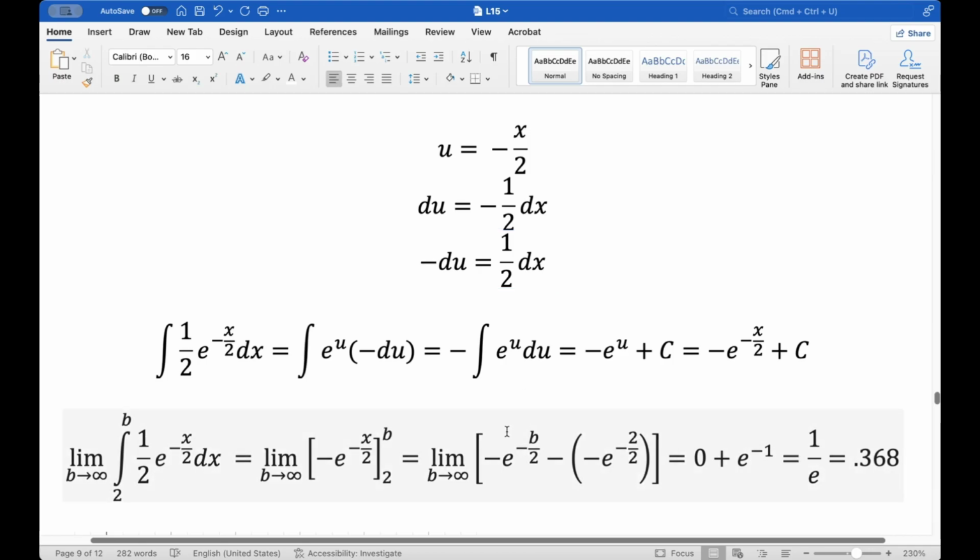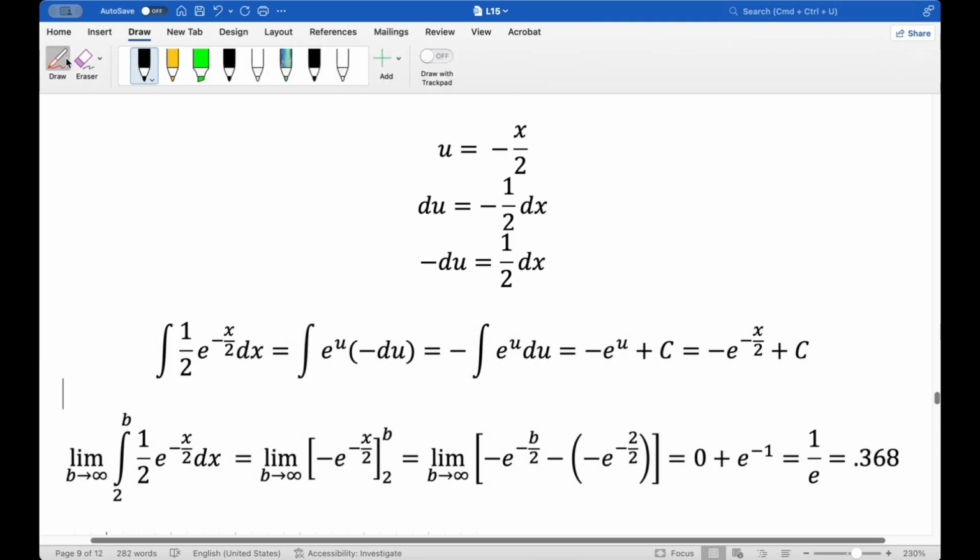So as b goes to infinity, we have e to the minus infinity, or 1 over e to the infinity over 2 is still infinity. So that term, this term here, as b goes to infinity, this expression here is going to go to 0. That term goes to 0.